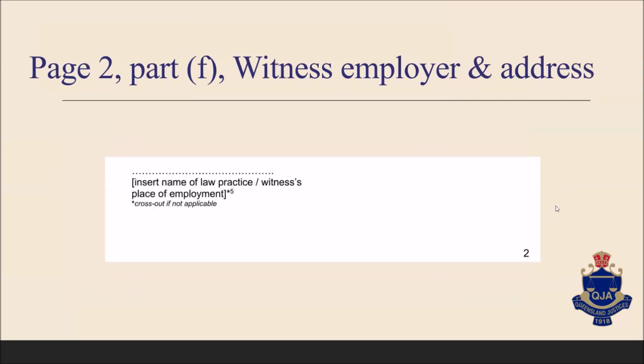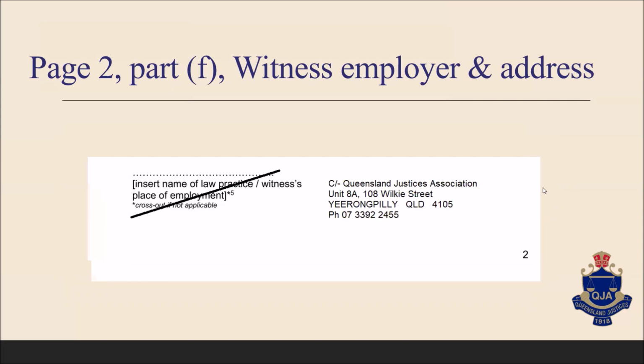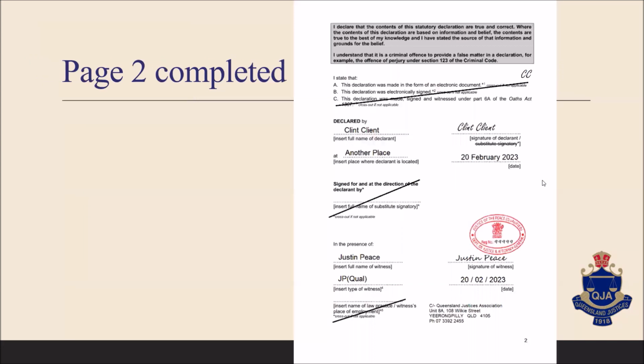Part F is about the witness's employer, and it's only relevant if the document is witnessed in the workplace. Otherwise, it can be crossed out. Perhaps the JP branch or QJA address stamp could be inserted here, but that's totally optional. At the end of the day, page 2 might look something like this when it's completed by all parties.